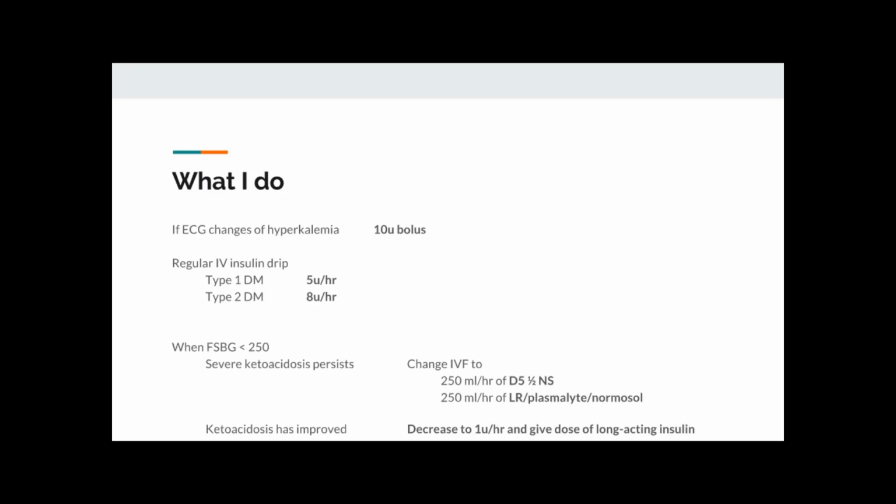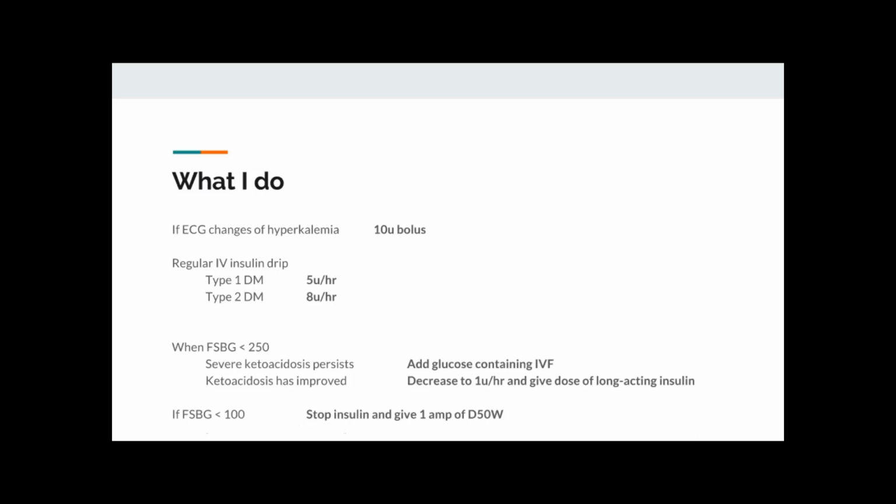This is tough to do in our hospitals because our nursing staff is so stressed, but if you have the time and you're able to do it, this is sort of what I do. And then if the patient is getting better, the ketoacidosis is improved, then I drop down the insulin drip to about 1 unit per hour, and I give them a dose of their long-acting insulin that they take. So once again, bolus if hyperkalemic, start your drip, 5 and 8, watch for hypoglycemia.